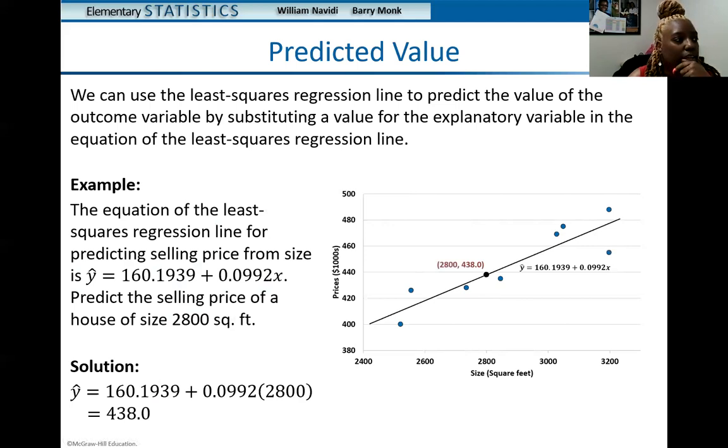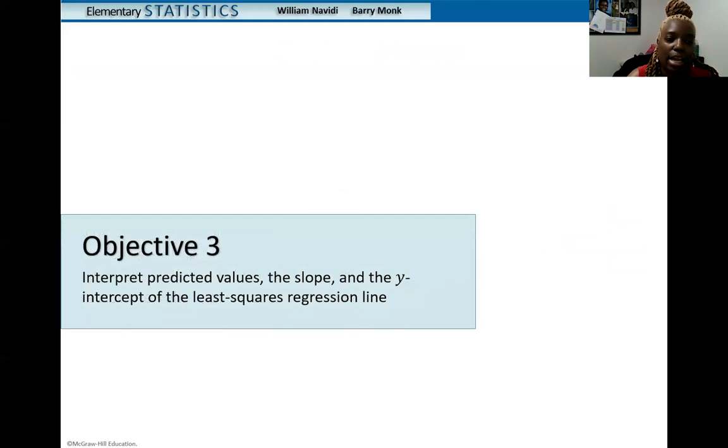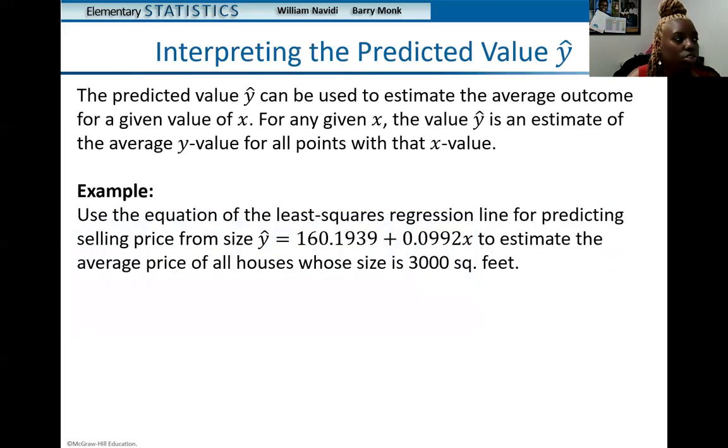All right. Our next objective that we talked about is now we want to interpret the predicted values, the slope, the y-intercept, and all that stuff for this least square regression line. So we said the predicted value, which is that y hat, can be used to estimate the average outcome for a given value of x, right? For any x, the value y hat is an estimate of the average y values for all points with that x. Makes sense. Whatever x we put in, we're going to get out that y hat.